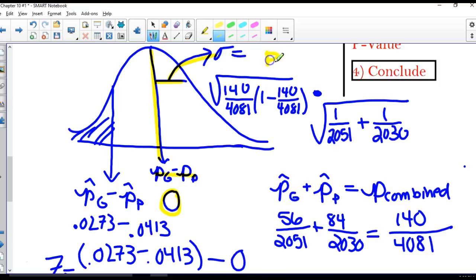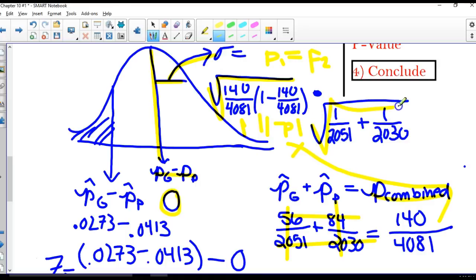You'll see P of 1 equals P of 2. And below it, you'll see the square root, which we have here, of P times 1 minus P. Here's my P. Here's my 1 minus P. Where does that come from? That comes from my P combined or my P pooled. So I took my statistics, I added across the numerator, and I got my P combined. And that then goes right here. And then I multiply it by 1 over N1, my first sample, plus 1 over N2, my second sample. And I take the square root and multiply them.